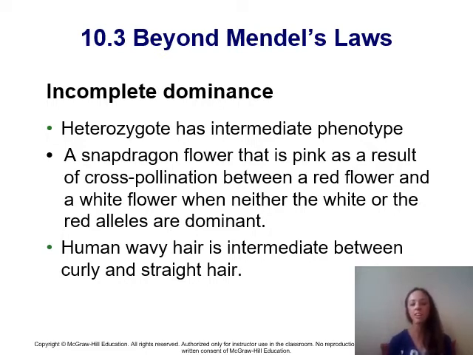An example of incomplete dominance in humans is wavy hair. So we have one gene that could give people straight hair, one gene that can give people really curly hair, and if a person inherits both of these alleles, then the person will have wavy hair.